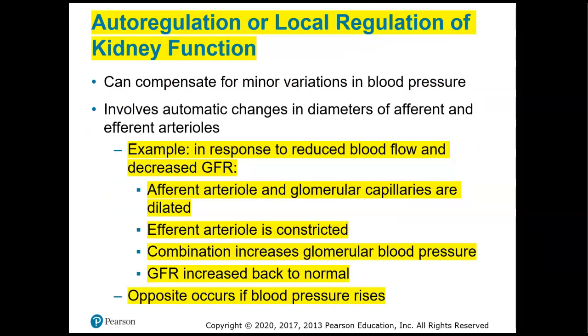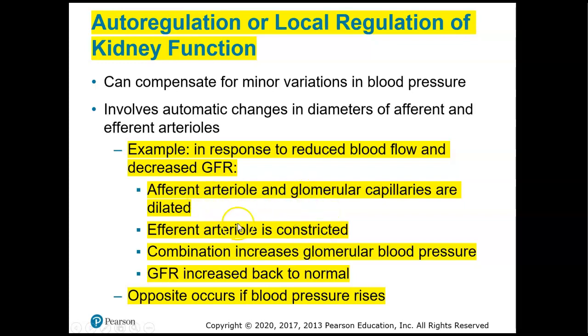Now, we're going to talk about regulation of kidney function. Autoregulation is also known as local regulation. For example, in response to reduced blood flow and decreased GFR, the afferent arteriole that serves each nephron and the glomerular capillaries are going to be dilated, and the efferent is constricted. So afferent and capillaries are dilated to increase blood flow into the filtration unit, the renal corpuscle, and the efferent is constricted to constrict blood flow coming out.